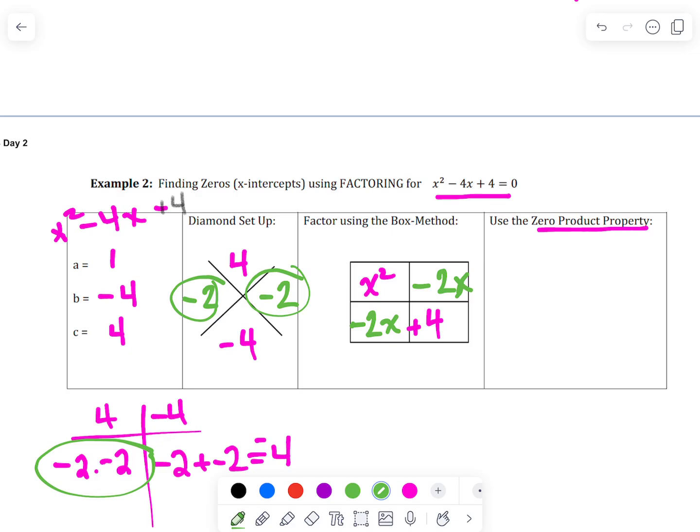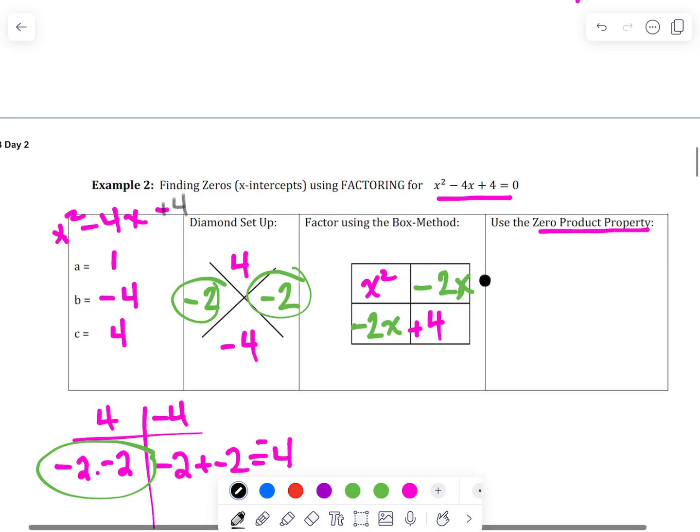Now we take out the GCFs of each of the rows and columns. Let's start with this first row. What is the GCF, the greatest common factor of x squared and -2x? And that's x. Go to the second row. What is the GCF of -2x and 4? That is -2. Now you have to be a little bit careful because you have two different terms. One's a positive and one's a negative.